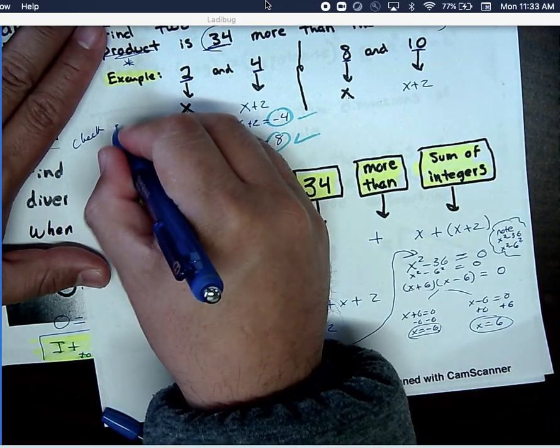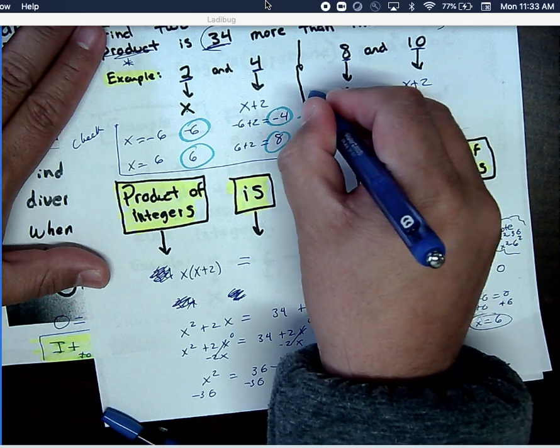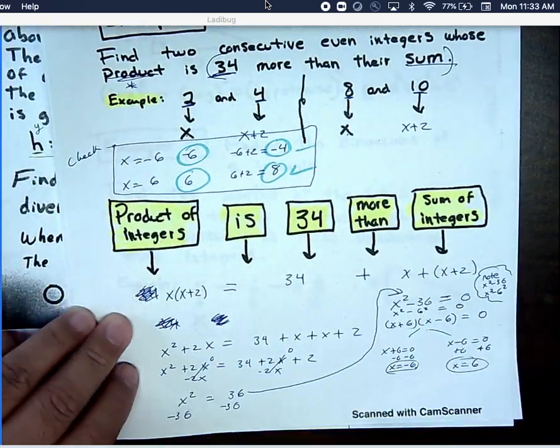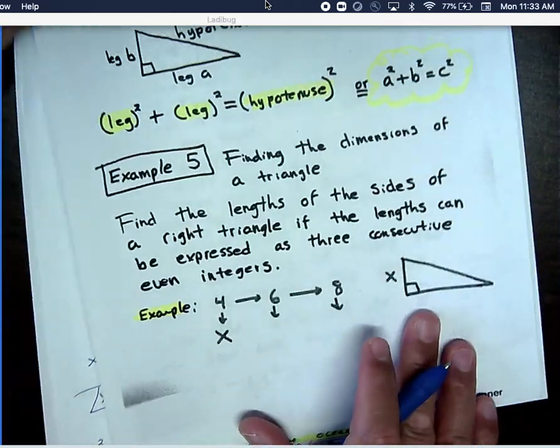So this is the answer. All of this stuff. And these are the consecutive even integers. Okay, let's do the last one, Pythagorean theorem.